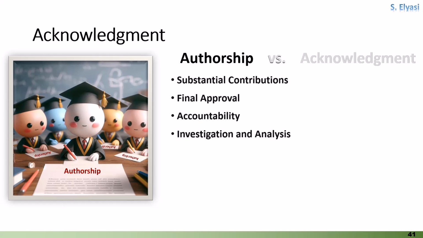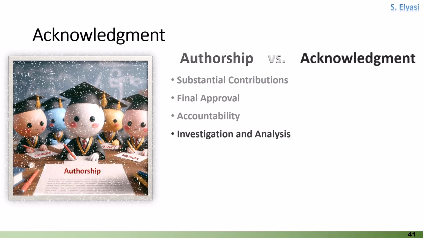These criteria aim to prevent gift or guest authorship, where individuals are listed as authors despite not having made significant contributions to the research. They also help to avoid disputes among co-authors about attribution and responsibility. By adhering to these criteria, the academic community can help ensure that credit is fairly assigned and that the published work is transparent and reproducible.